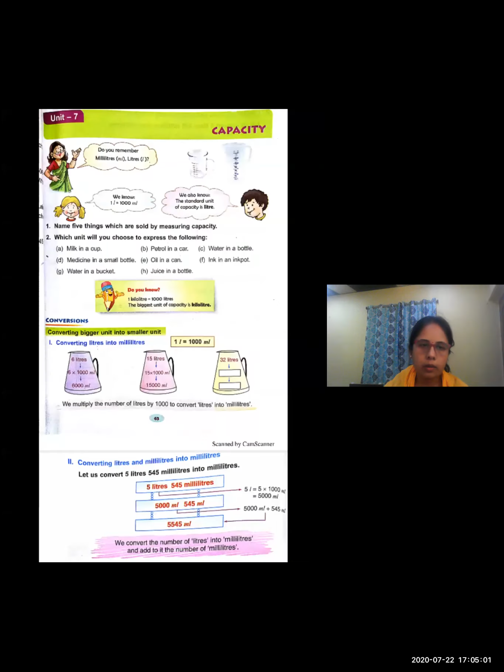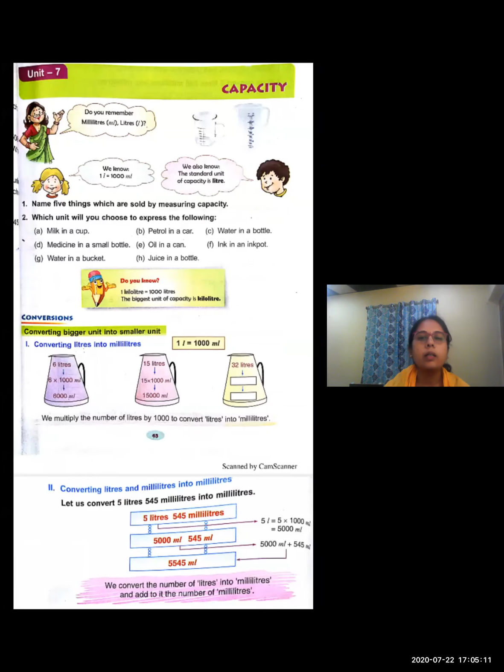Now see here the page of your book, in which on the first page it is mentioned that you remember milliliter and liter are the units of capacity, and 1 liter is equal to 1000 milliliter. Now you also know the standard unit of capacity is liter. So here a question is given: name 5 things which are sold by measuring capacity. Just now I have told you what the things are which are sold by measuring capacity.